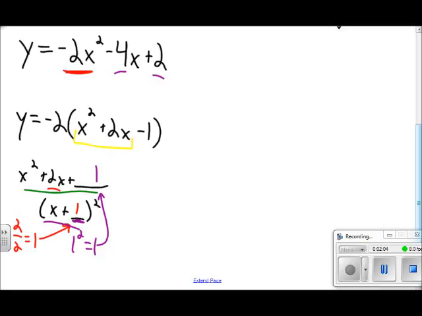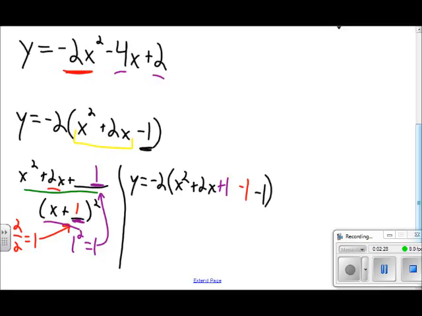From here, we can rewrite it as y equals negative 2 times x squared plus 2x, and we want to make sure that we add the 1 that we got from right here, and we don't want to change the equation, so we have to subtract 1 as well, and we still have our minus 1 from before. All of that is still being multiplied by negative 2.